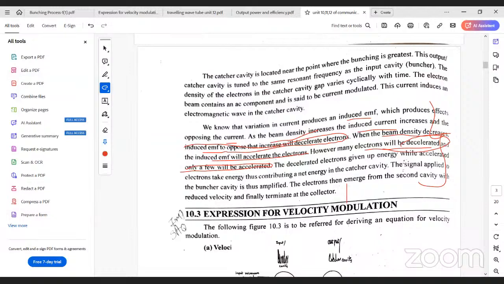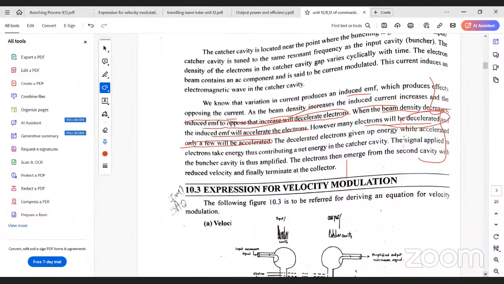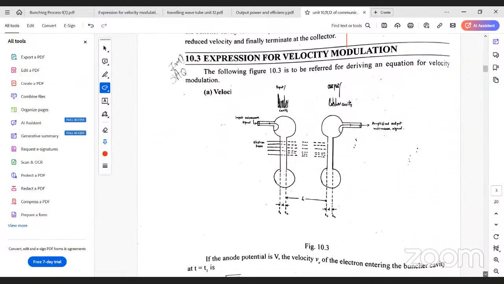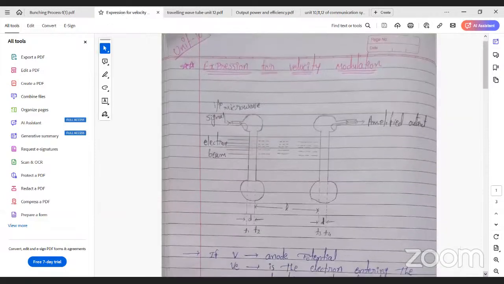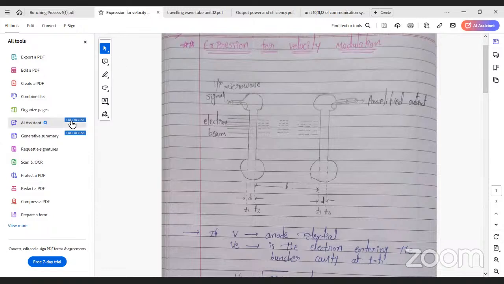And the next topic, yesterday we already discussed this one. The next topic we will see is the expression for velocity modulation. We will see it here. What is this diagram? Two cavities: the bunching cavity and the other cavity is what?